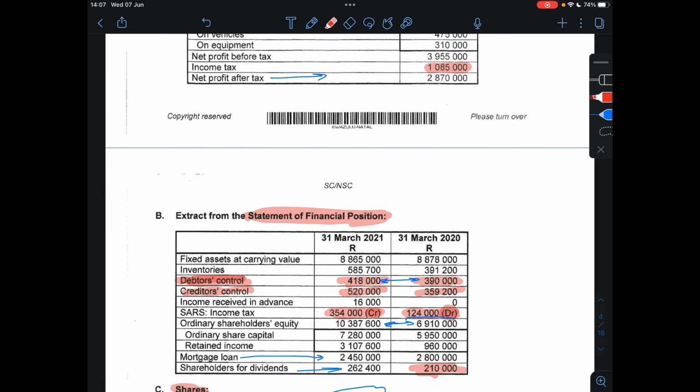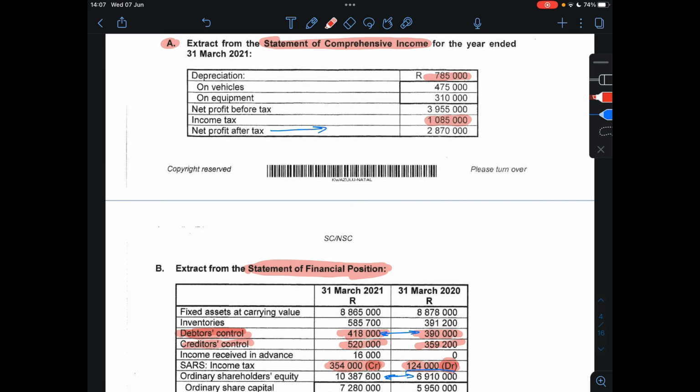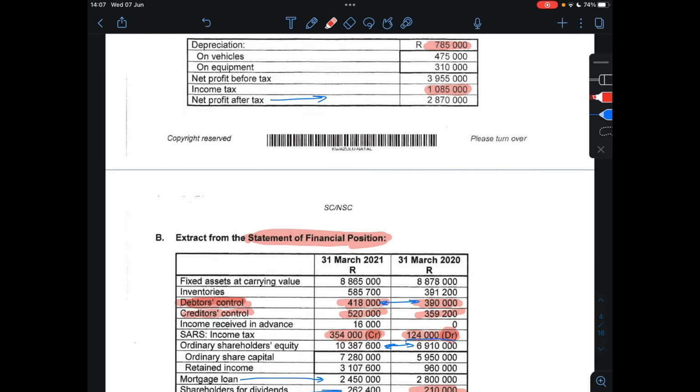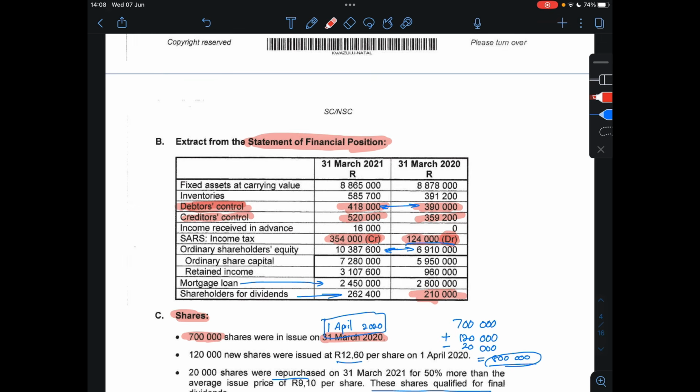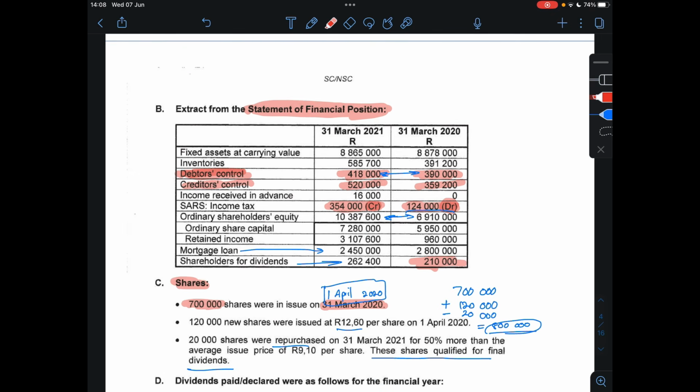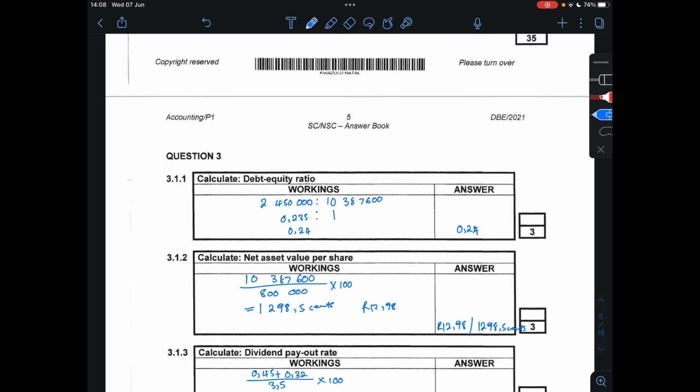Moving to our information, remember that we're given depreciation on fixed assets, which is vehicles and equipment. Land does not depreciate, yes. And then we have fixed assets at carrying value. You have your fixed assets at the end of the year and here at the beginning of the year. Now, what we are supposed to do is find the carrying value of the fixed assets that were sold. How do we get that?